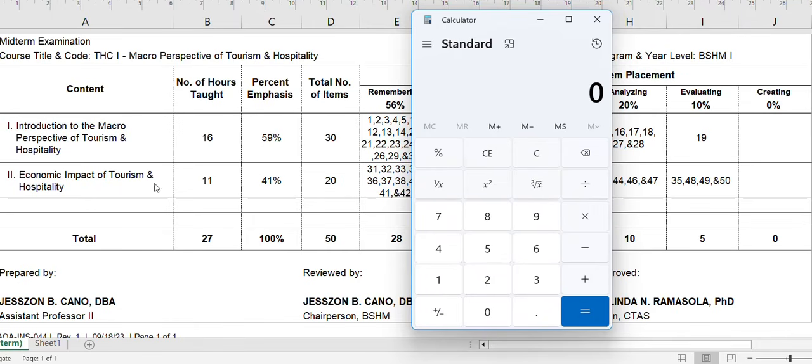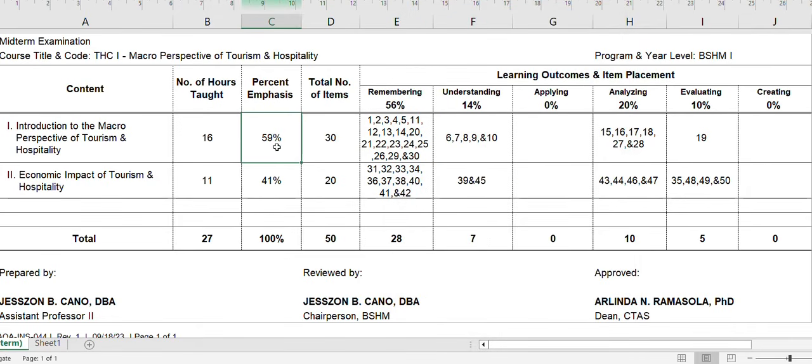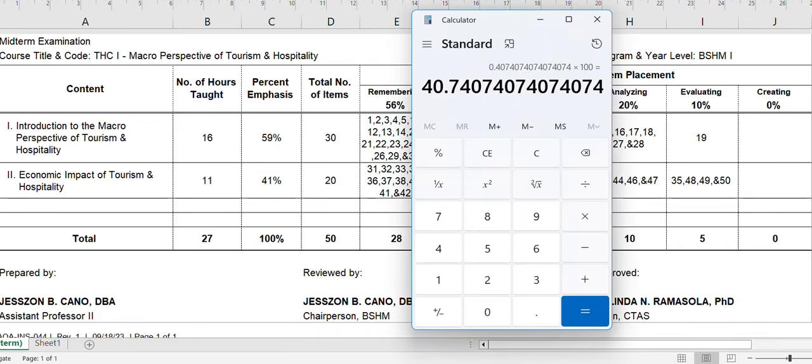So we'll try also with chapter 2. We have this number of hours for chapter 2, 11 divided by 27, times 100. So we have a total of 40.7%. So we will round off, so it will become 41%. So we have 41% for chapter 2. If we will total the 59% plus 41%, we have this total of 100%. So 59 plus 41, we have 100%.